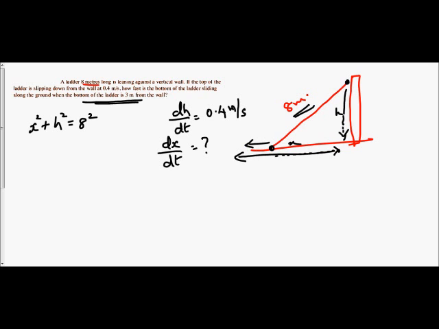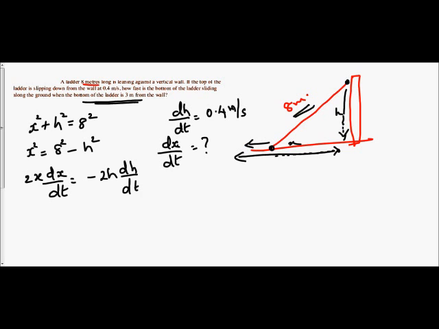So in order to use the derivative function here, you want dx/dt, so you can make x the subject of the equation, and then you can see that 2x dx/dt equals minus 2h dh/dt.